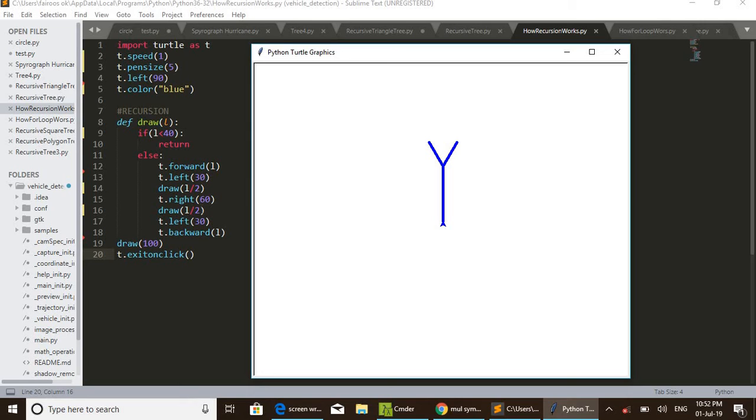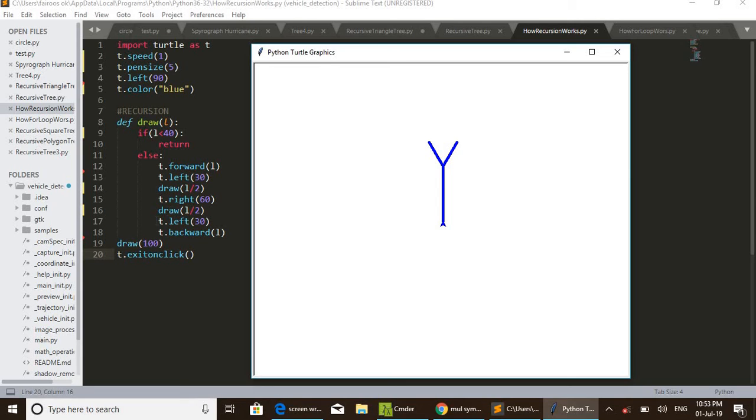Then again draw L by 2. It is again calling the same function below this line, that is in the 16th line, again calling L by 2, that is 50 by 2, that is again calling with the value 25. In that case also it goes to this 8th line and checks the condition. This time also 25 is less than 40, condition okay, then again it returns back to this 16th line.